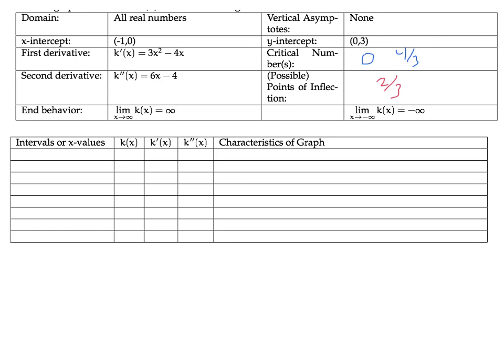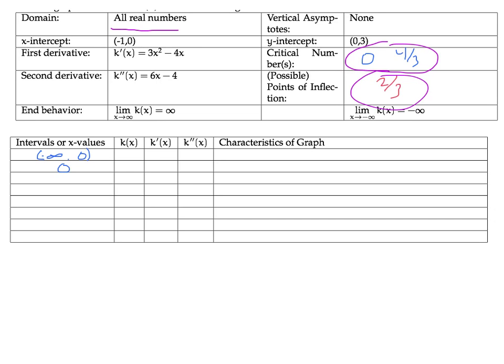So now we need to set up our intervals, or x values, that are going to be useful when analyzing this function. Basically, we're going to use the critical numbers and the point of inflection to set up where we want to test, as well as the domain. So our domain tells us we want to start from negative infinity, and then go all the way up to our first number that matters, either critical number or point of inflection, which happens to be 0.